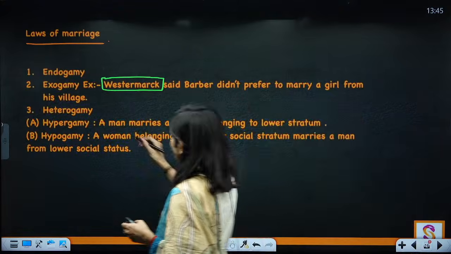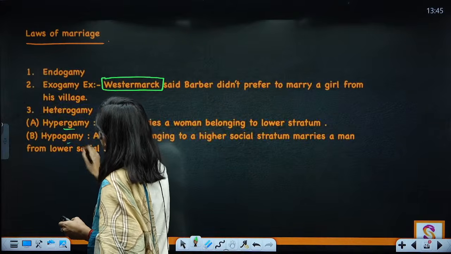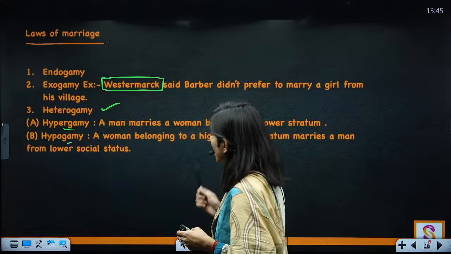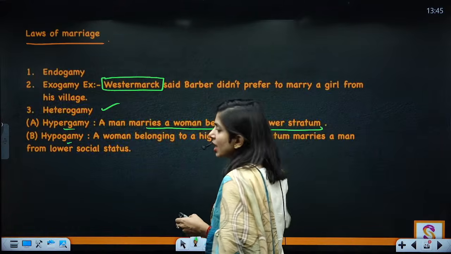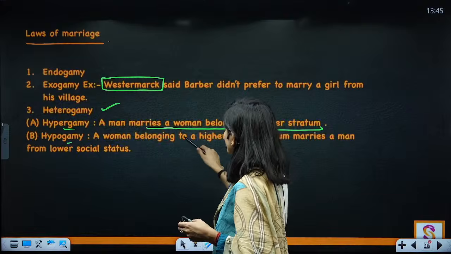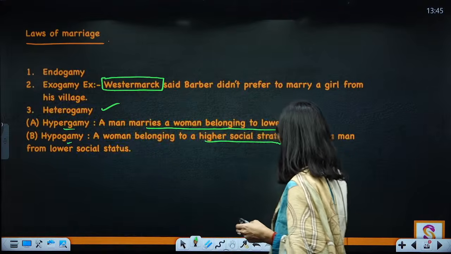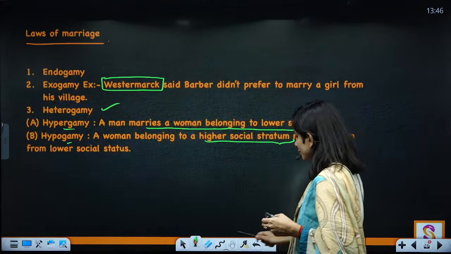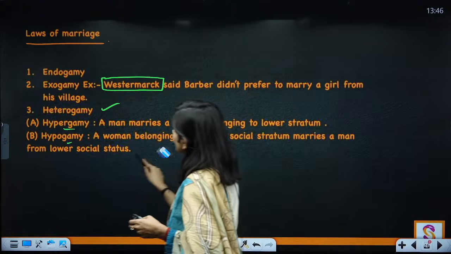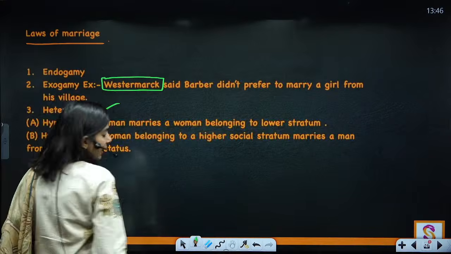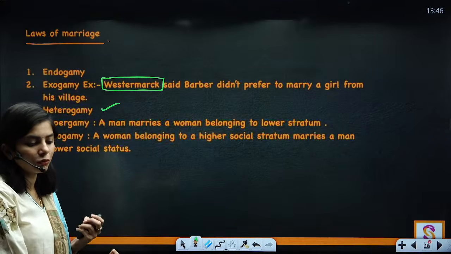Okay, next is heterogamy. In heterogamy we have two parts, hypergamy and hypogamy. Hypergamy is when a man marries a woman belonging to a lower strata. Hypogamy is when a woman belonging to a higher social strata marries a man from a lower social strata. So what could be the reason for hypergamy, and what could be the reason for hypogamy? I mean, what are the reasons for the prevalence of both?